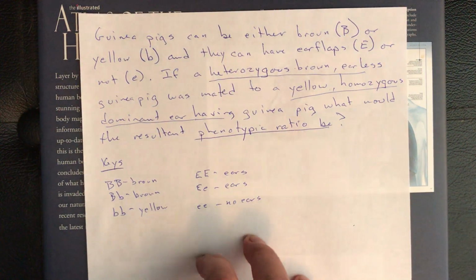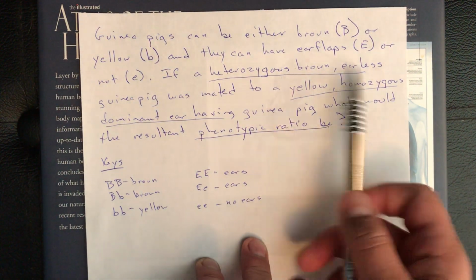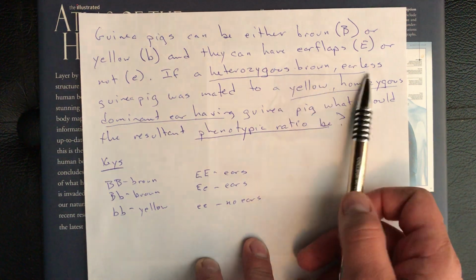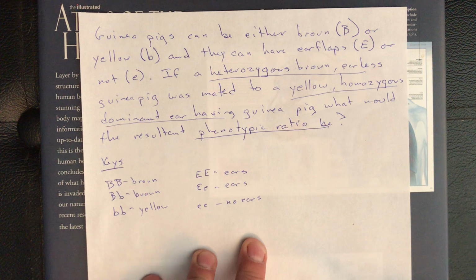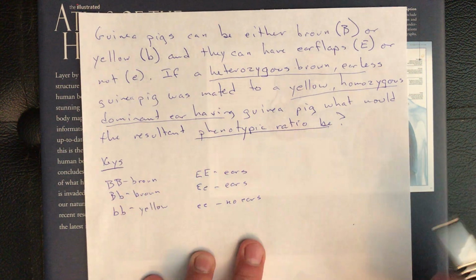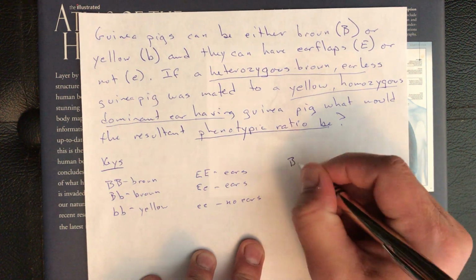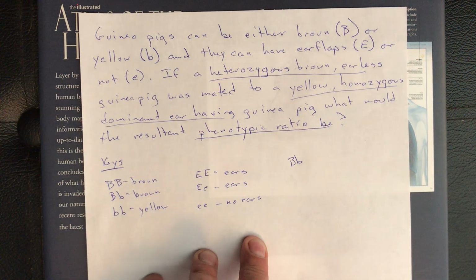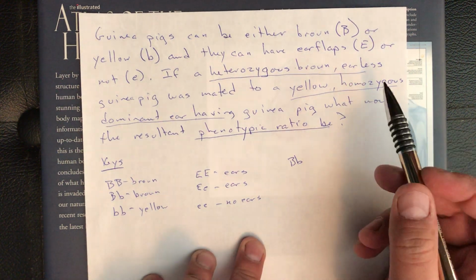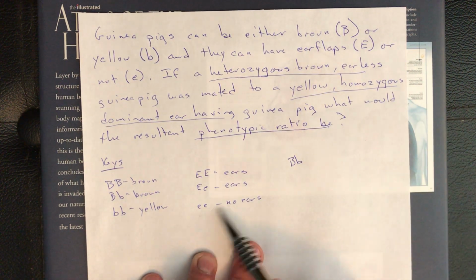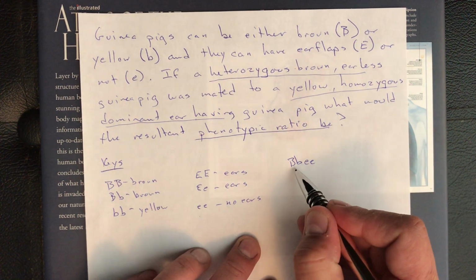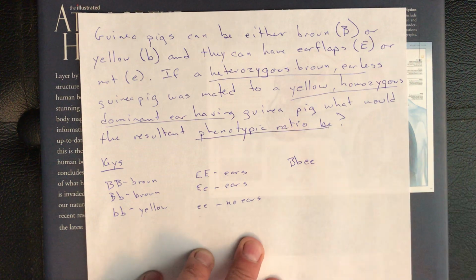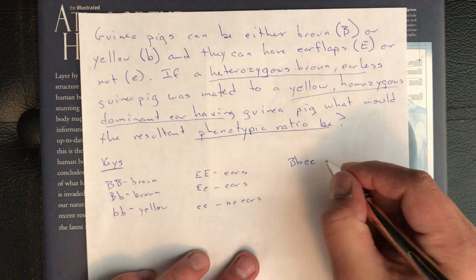So let's write out our cross. Let's figure out what this individual would look like. Heterozygous, brown, and earless. Well, there's only one way to be brown and heterozygous, that's big B, little b. So our first individual is going to be big B, little b. Heterozygous, brown, and they're earless. Well, there's only one way to not have ears, that's little e, little e. So as you can see, we've got one trait and a second trait, hence dihybrid. All right, so that's our one individual.